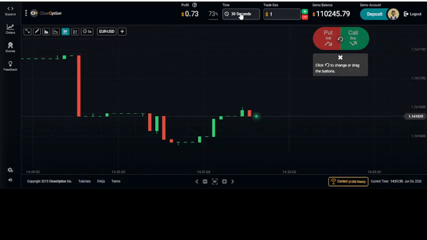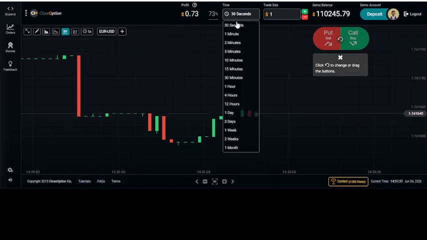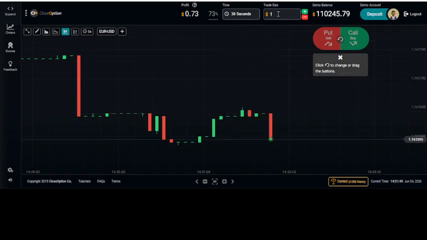and then you have here Close Option. I can take anywhere from 30-second binary trades up to 1 month binary trades, and all these different levels here, different time frames here. And then you can trade a minimum of $1. That's the minimum trade size on the platform. But being that this is a demo balance, let's do like 10% of our balance here.